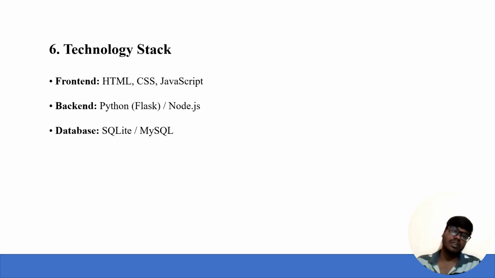The technologies we are going to use: in the front end, we are going to use HTML, CSS, and JavaScript, and in the back end, we are going to have Python Flask or Node.js, and for the database we are using MySQL and SQLite. These are the technology stack. We are having the front end, back end, and also the database. And then we are going further.